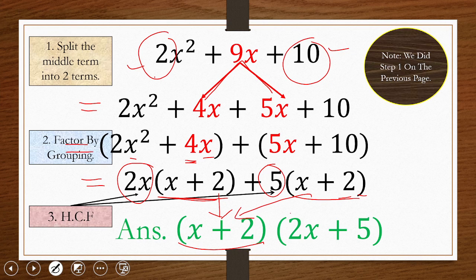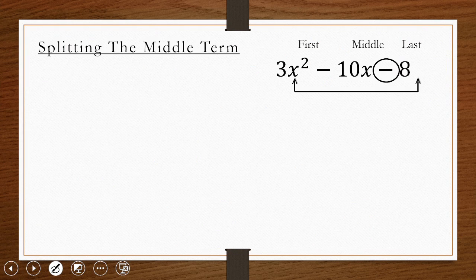And what is the remaining? This 2x and 5 remain. I have written 2x over here, and 5 over here. Okay, then this is my answer. I have factorized this term, and this is my answer. Okay.